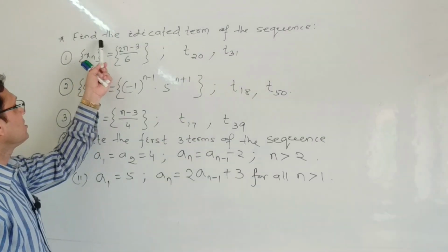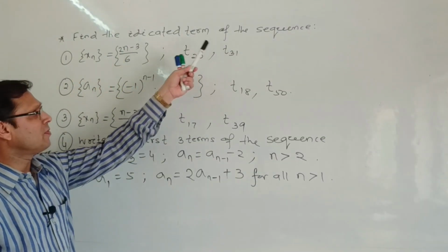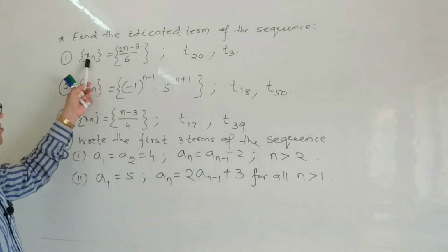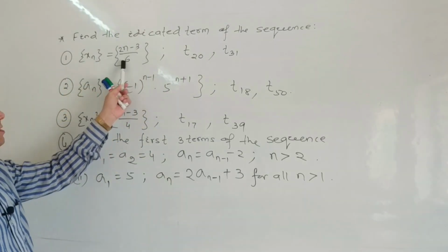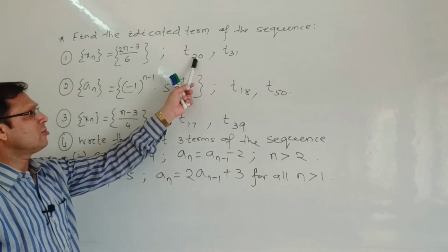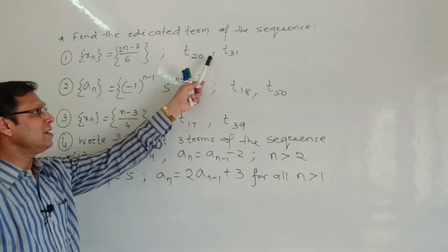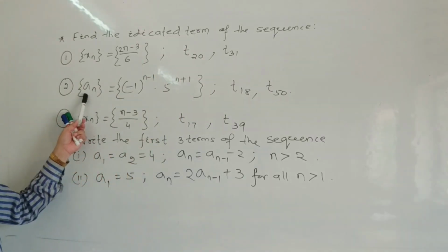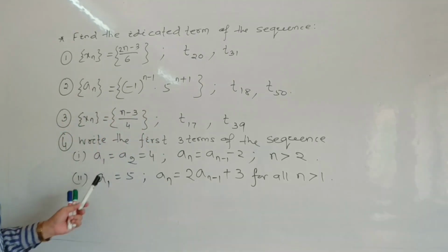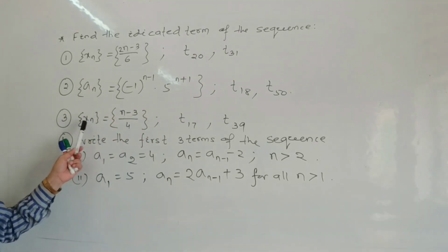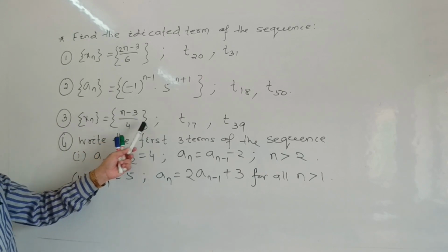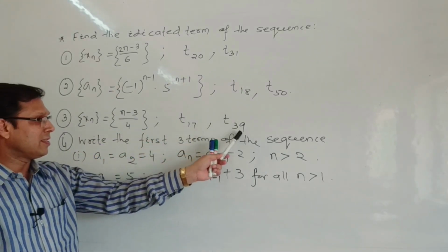Take some questions. Find the indicated terms of the following sequences. Here the sequence given x_n is equal to (n minus 3) by 6. You have to find the 20th term, that is t20, and t31. Likewise a_n given, so these are also 3, x_n is equal to (n minus 3) by 4. You have to find t17, t39.